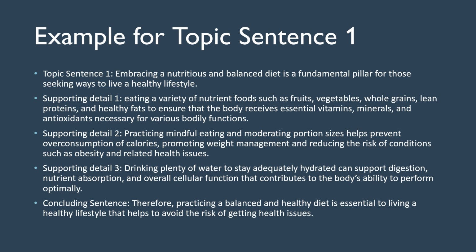Now, here is the example for topic sentence 1. Topic sentence 1. Embracing a nutritious and balanced diet is a fundamental pillar for those seeking ways to live a healthy lifestyle. Supporting detail 1. Eating a variety of nutrient foods such as fruits, vegetables, whole grains, lean proteins, and healthy fats to ensure that the body receives essential vitamins, minerals, and antioxidants necessary for various bodily functions.